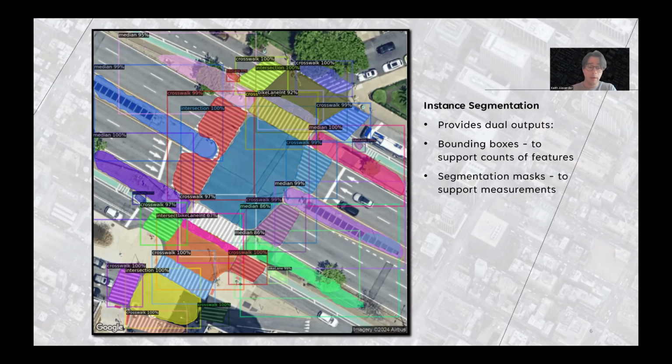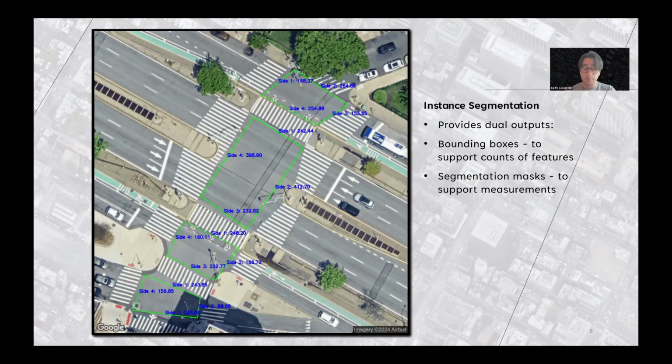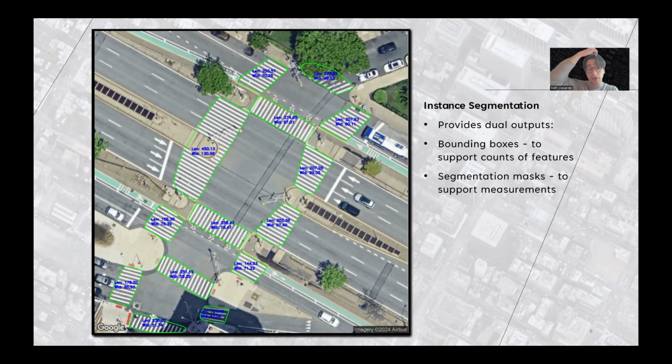Now, as I mentioned before, we can use the bounding boxes to come up with counts, right? We can see the number of medians, the number of double yellow lines, the number of crosswalks in an image. But the segmentation masks we can actually use to come up with measurements. For example, for the intersections, we can use the masks associated with them to estimate a polygon that fits that mask, and then measure the sides of that polygon to come up with a measurement. Same thing for crosswalks. We can come up with the length and width for each of those crosswalks and use that as features in our analysis.